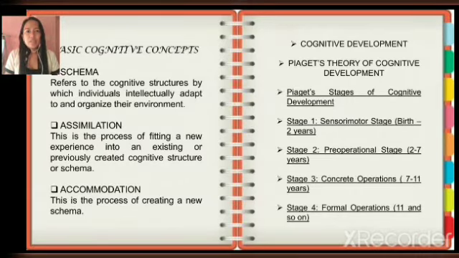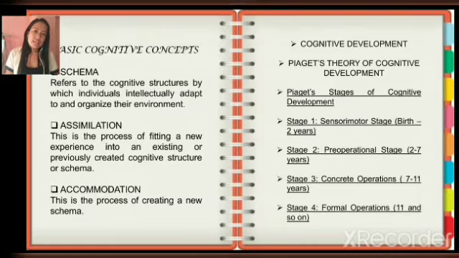So here in schema, an example of this is the way you adapt to a new environment, how you intellectually adapt to the new environment. For example, you are first year right now, right? And then it is a new environment for you, the college life. So how did you adapt to that? How you intellectually adapted to that certain environment is what we call schema.